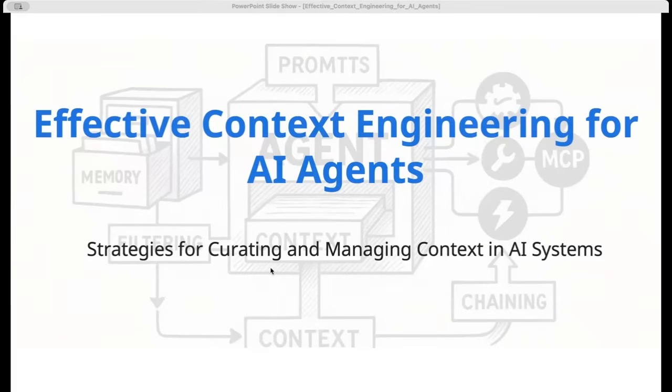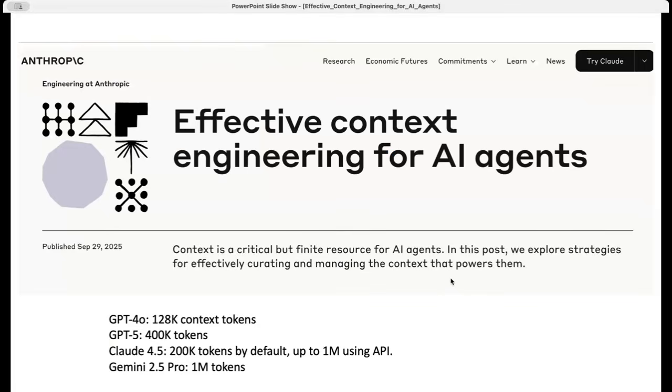Hello, everyone. Today's session focuses on effective context engineering for AI agents. We are mainly going to talk about the strategies of curating and managing the effective context for the AI agent. This presentation is based on a recent blog published by Anthropic at the end of September, on effective context engineering for AI agents.